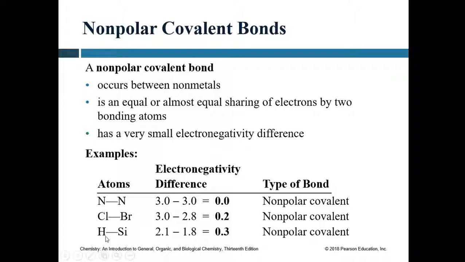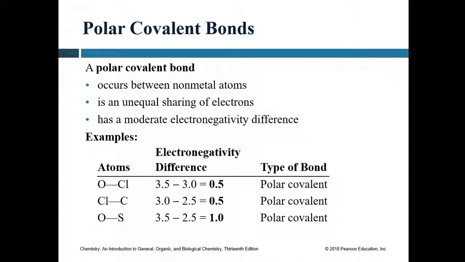And ditto for hydrogen to Si. When you take the absolute value of the electronegative difference, it's 0.3, and yeah, that's a little bit more than 0.0, but it's still not enough to make a difference. So I'm hoping in your mind you're going, well then, what's enough to make a difference? Well, here we go.